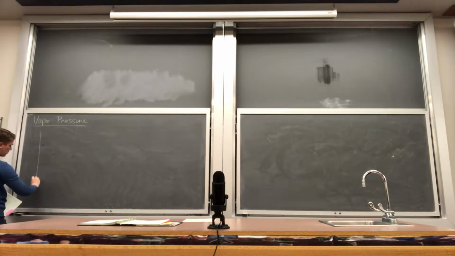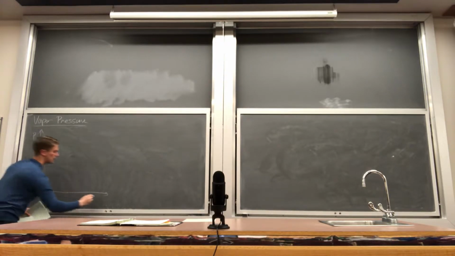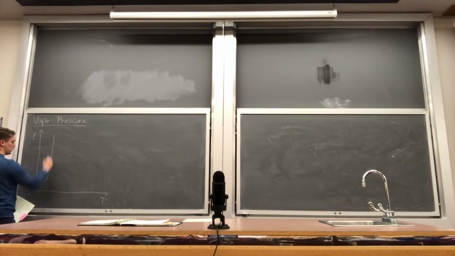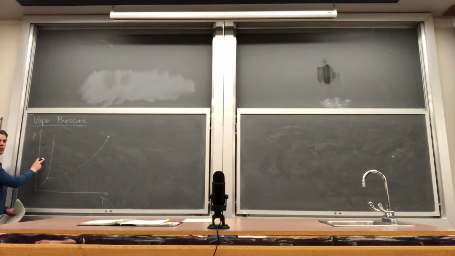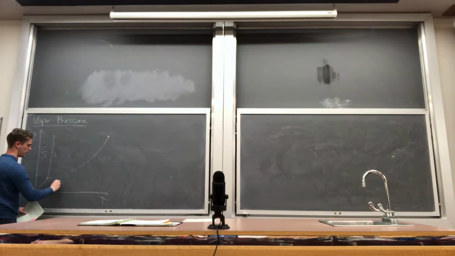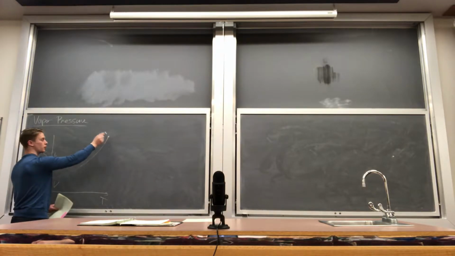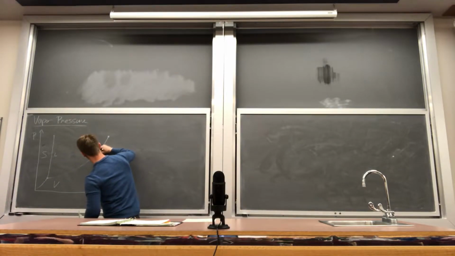So the best way to explain the vapor pressure is using a phase diagram. Now we have drawn these PT phase diagrams before. All right, here we are. What phase? Solid, liquid, vapor, triple point, critical point. The vapor pressure is this line right here.